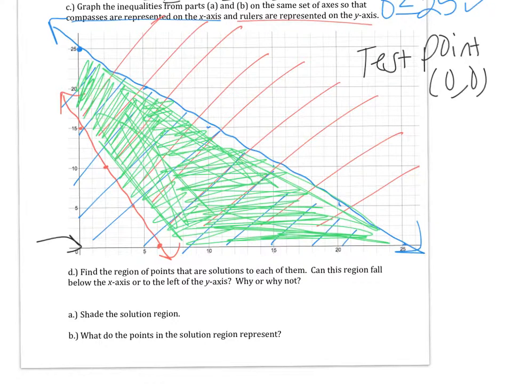In Part D, we're going to find the region of points that are solutions to each of them. Can this region fall below the x-axis or to the left of the y-axis, why or why not? We highlighted in green what solution area would meet both of the inequalities, and the answer to the question is no. Can the region be below the x-axis, down here, or to the left of the y-axis, over here? No, because you're not going to sell a negative amount of supplies.